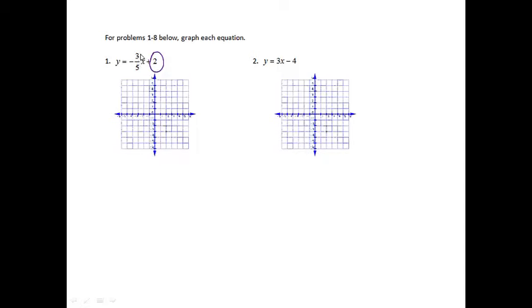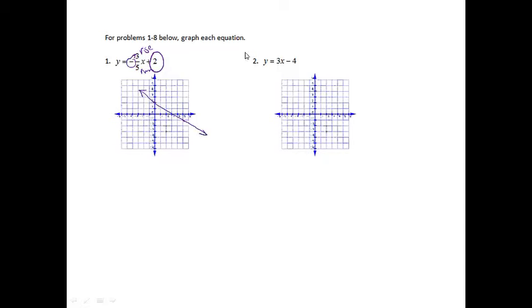From there, my slope is negative 3/5, so the top number is the rise, and the bottom number is the run. This negative 3 means that instead of going up 3, we're going down 3, so we go down 1, 2, 3, and then we always run to the right, so we run 5 and put my second point there. Then I'm going to connect them, and I've got my line, and make sure you remember your arrows.